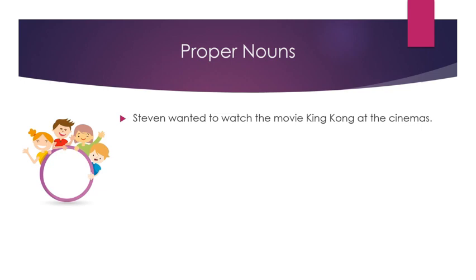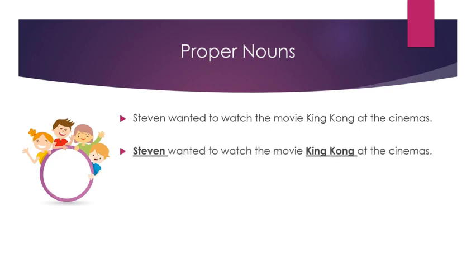Steven wanted to watch the movie King Kong at the cinemas. Can you guess what is the proper noun here? If you would have guessed Steven and King Kong to be the proper nouns, then you are correct, because a proper noun refers to a special place, person, or thing.